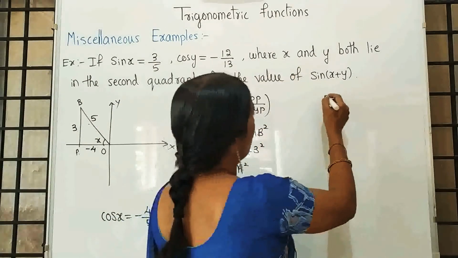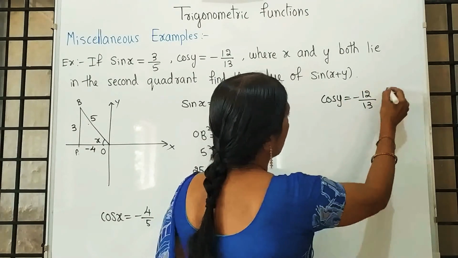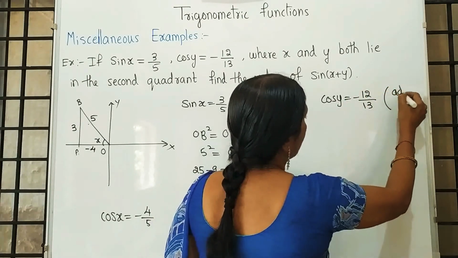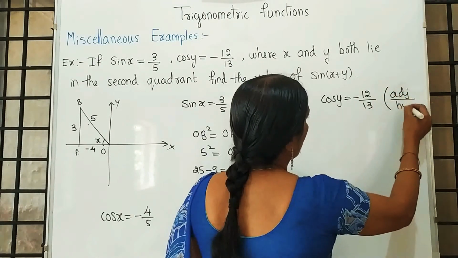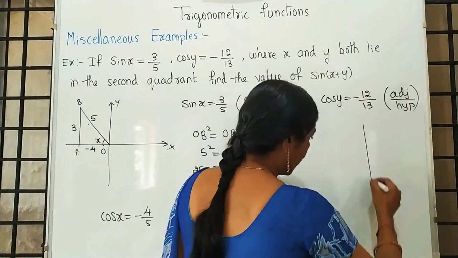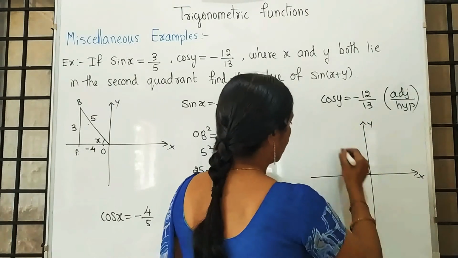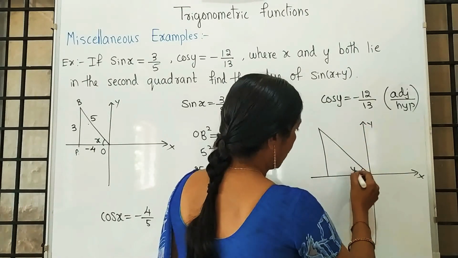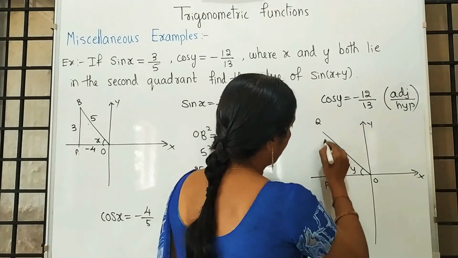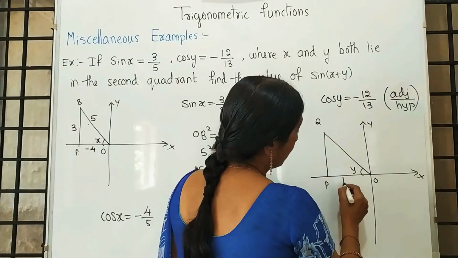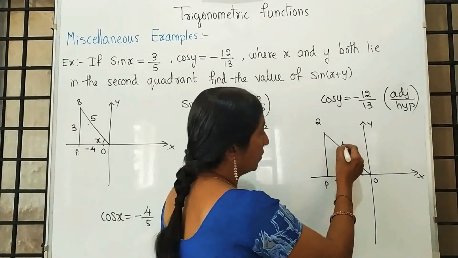Now for this one I am drawing the figure. Cos y is equal to minus 12 upon 13. Cos is adjacent upon hypotenuse, and the figure is like this. It also comes in the second quadrant. This is y, origin O, P, Q. If you are familiar with triplets, directly you can write. Adjacent is 12, minus is given. Hypotenuse is always positive, this is 13.